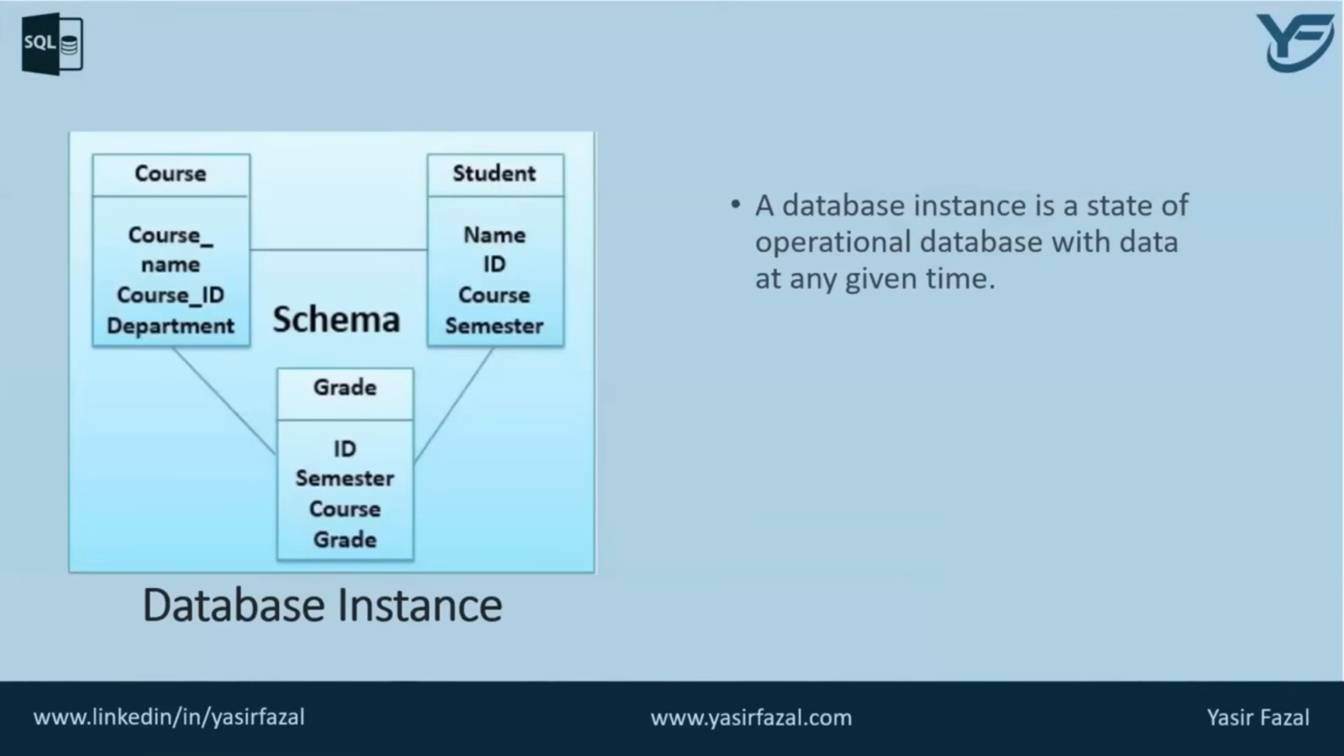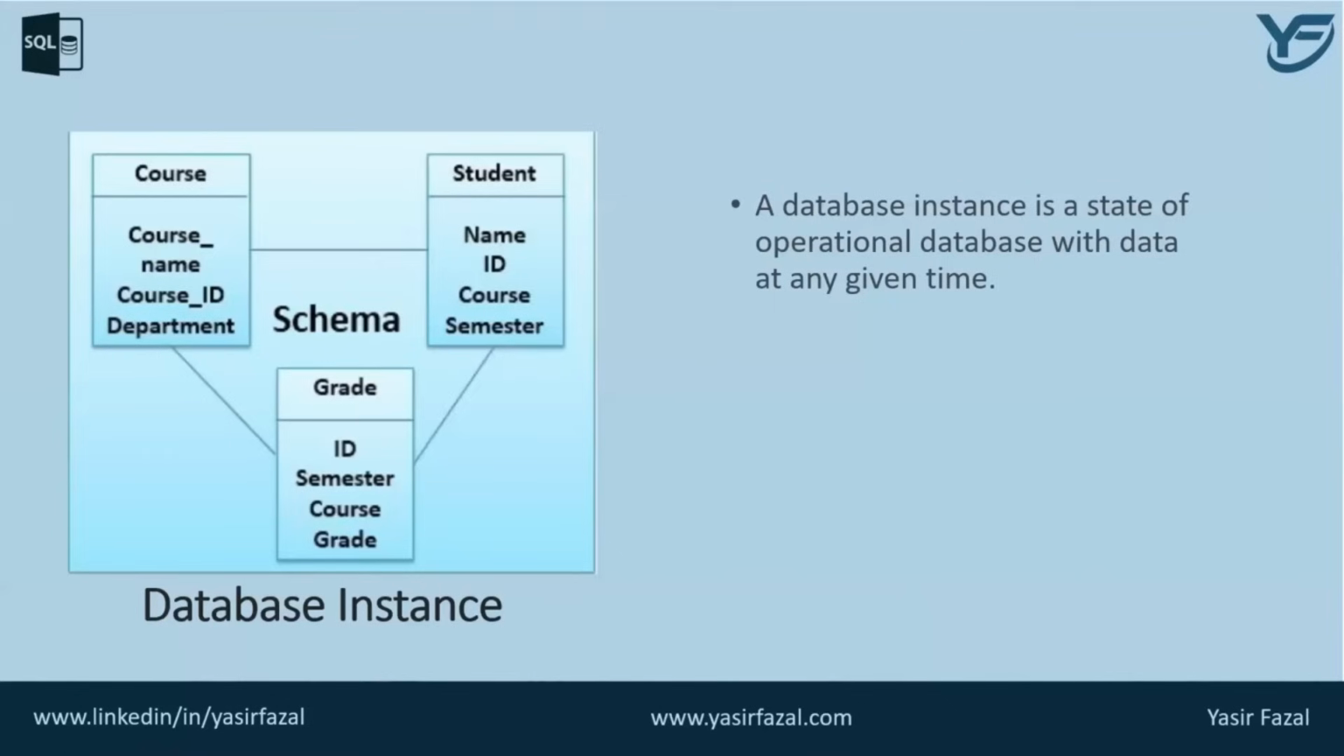For example, as we can see in the slide, when I talk about the schema, there are three tables: course, student, and grade, and then there are columns defined in these tables. Course contains course name, course ID, and department. Student contains name, ID, course, and semester. And the grade table contains the ID, semester, course, and grade. So this is the schema of the database. It defines the data structure of the database.